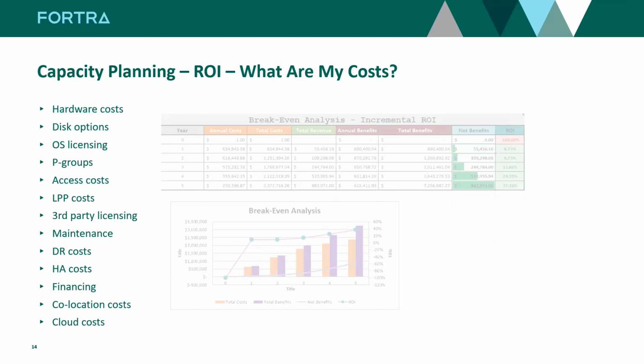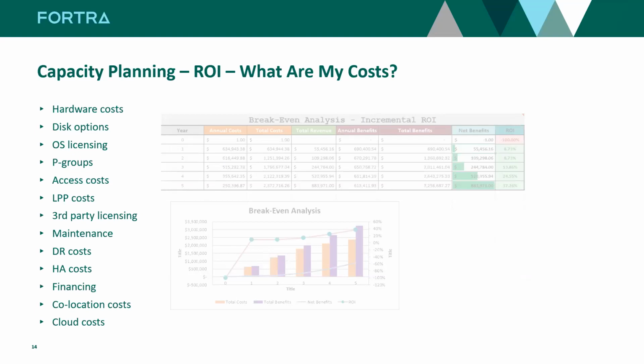Then you need to also consider the maintenance costs, the DR and HA costs, and then if you don't have a data center, you need to consider the colocation costs. So you need to understand how they charge you. If they charge you by rack space, the power, how it is charged, the network connectivity.